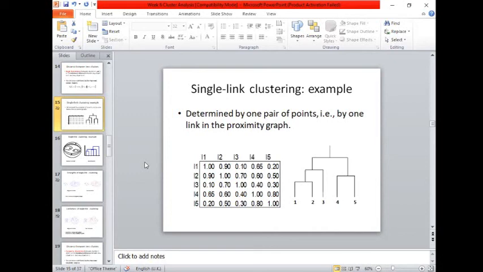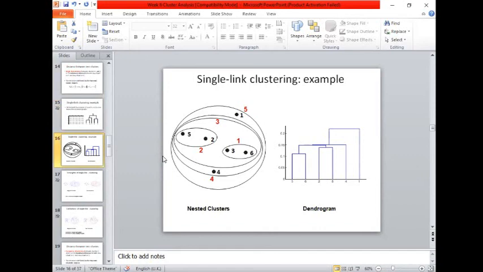Now let us determine by one pair of points, one link in the proximity graph. So this is the graph of the following points, and this is the dendrogram. If you put in the single link example, this is the dendrogram and the nested clusters. As you can see, based on the nested clusters, cluster 1 has the similar objects 3 and 6, and cluster 2 has 5 and 2.